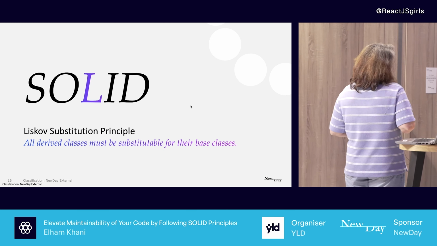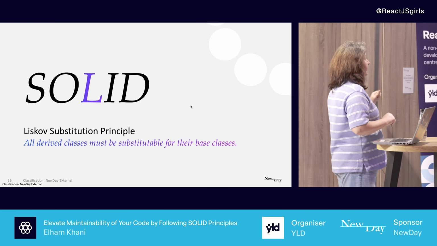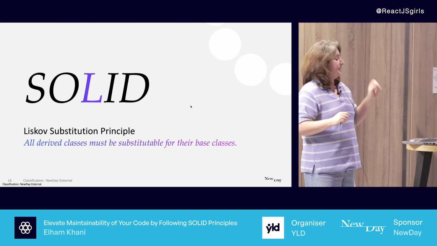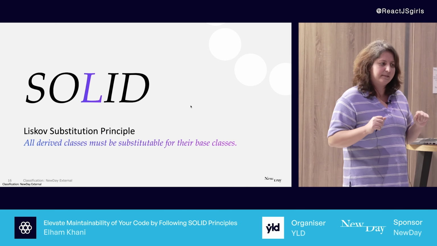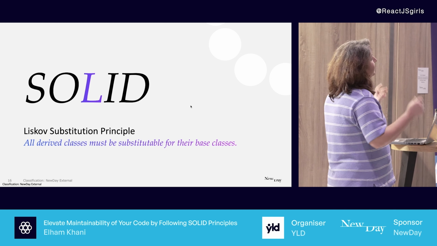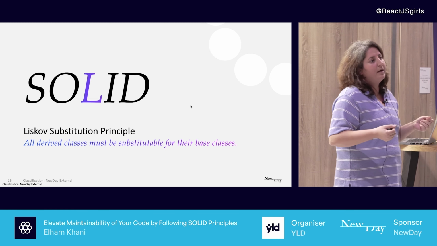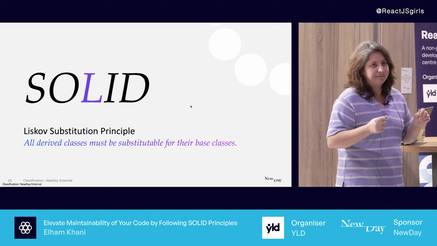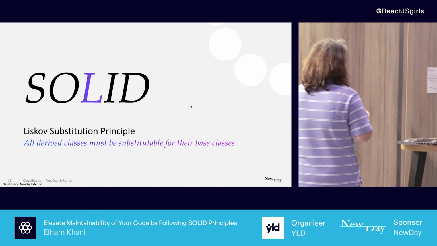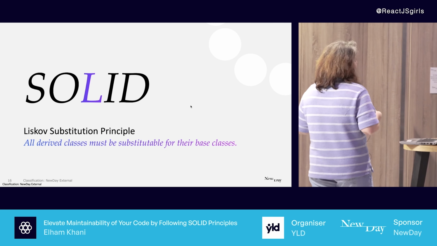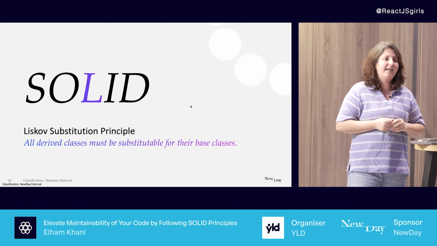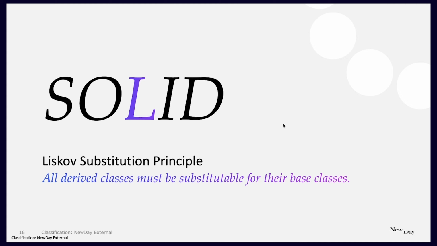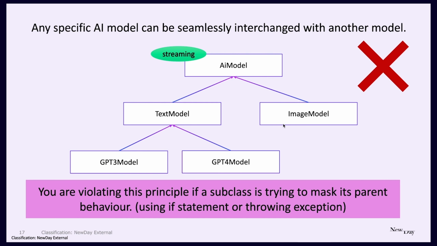Let's go to the third principle. This is an interesting one. Liskov substitution. Miss or Mrs. Liskov, who came up with this, if you read the principle, it's a mathematical equation. It's very difficult to think about. And it says all derived classes must be substitutable for their base classes. Again, a little bit weird. So the way I want to show it is this.